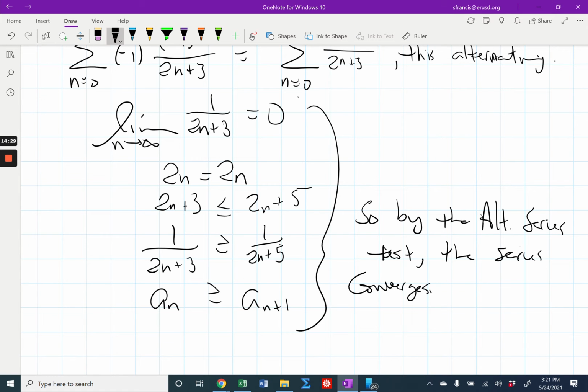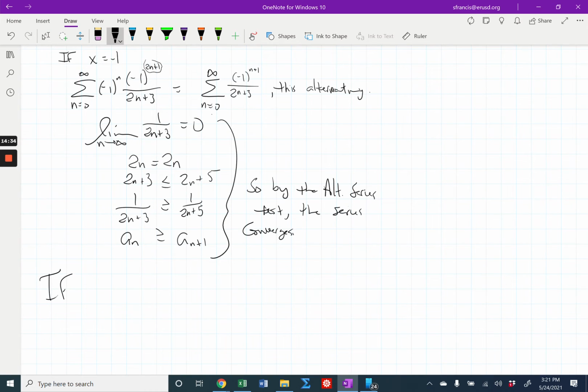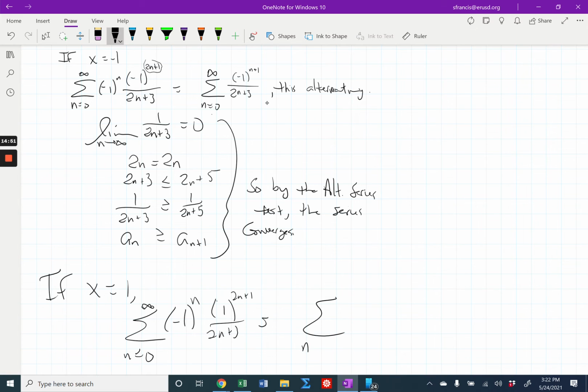And then we have to do that when x equals 1. So if x equals 1, then we're going to get the sum from n equals 0 to infinity of -1 to the n times 1 to the 2n plus 1 over 2n plus 3. Now this one here, we don't have to show as much work. This is now -1 to the n over 2n plus 3.